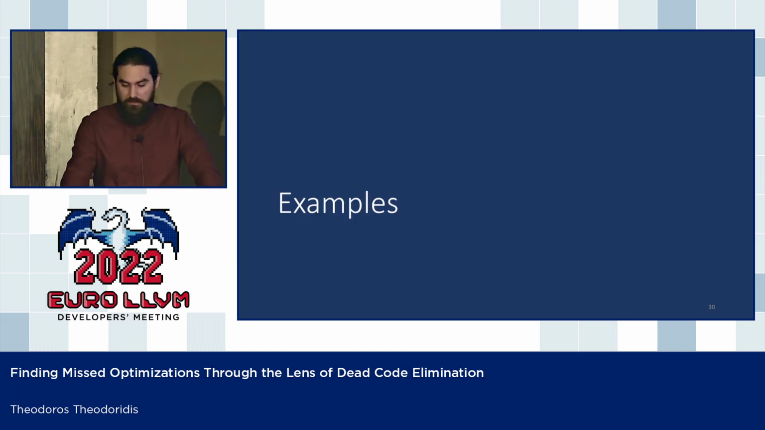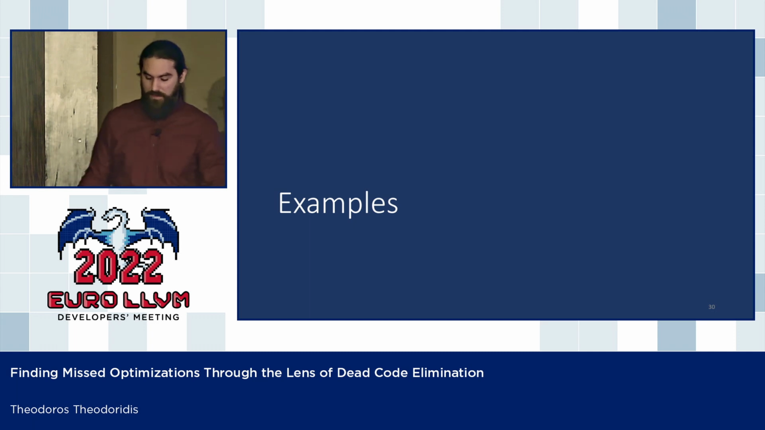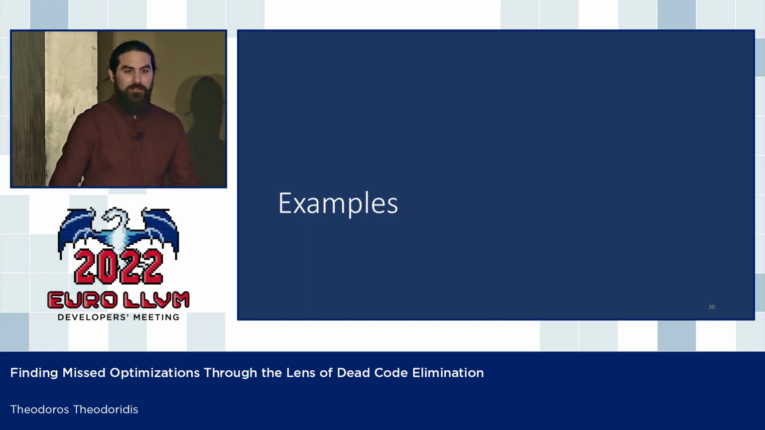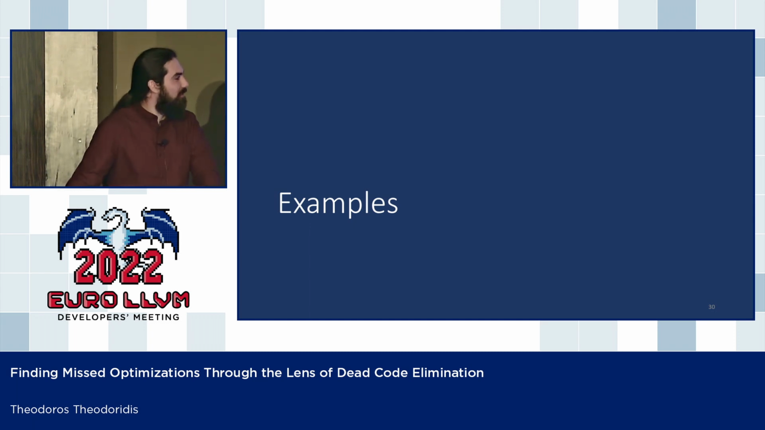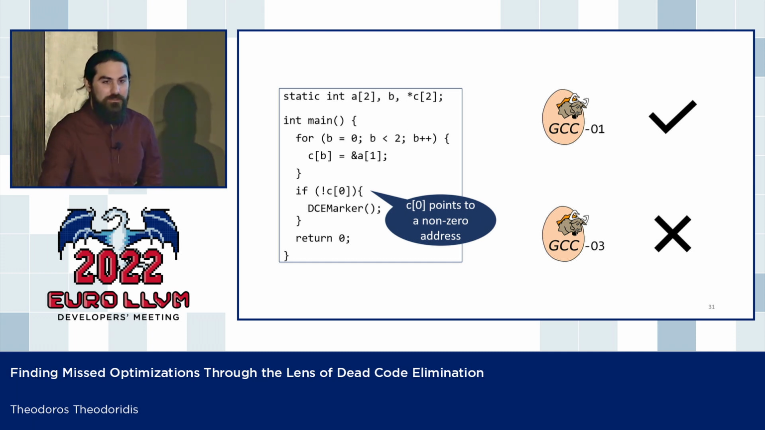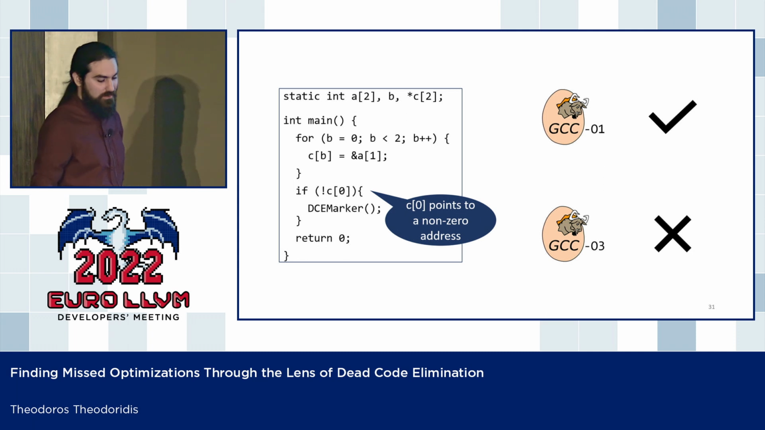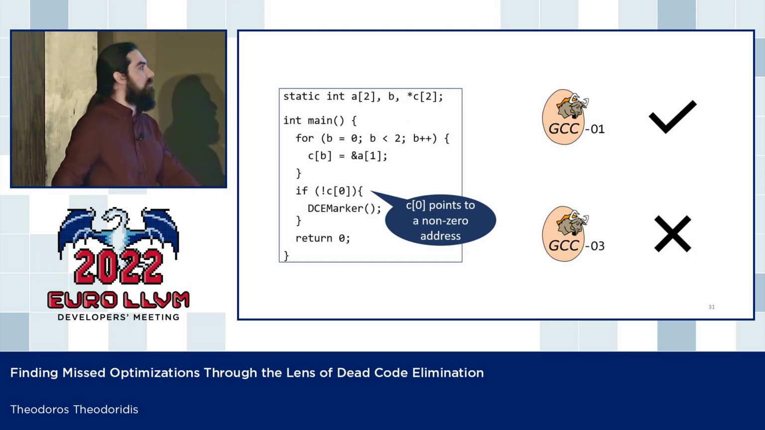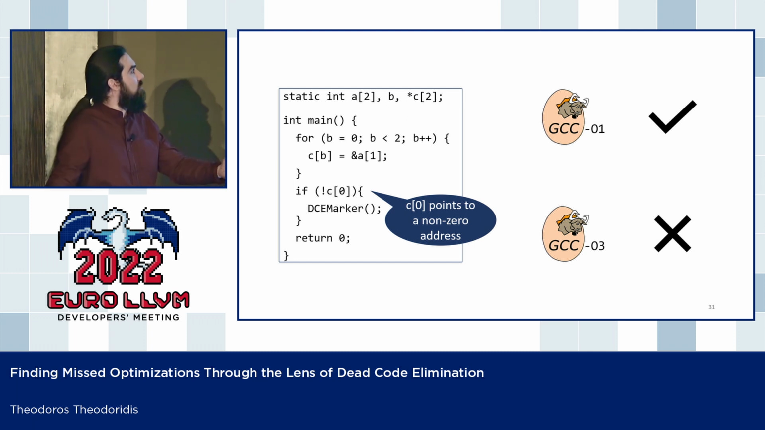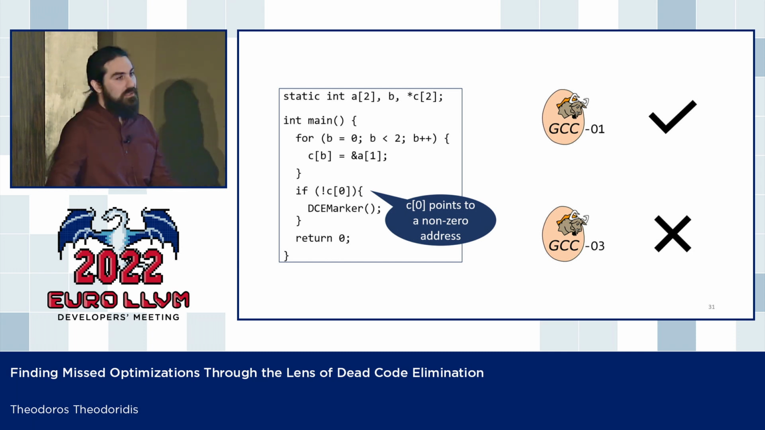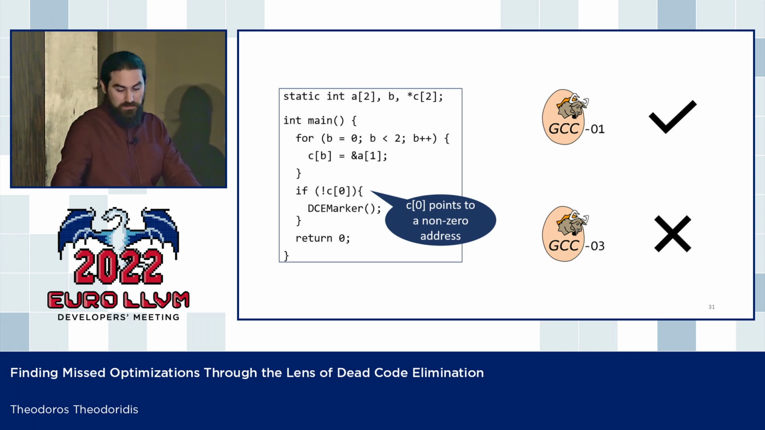So let's look at a few examples of the kinds of issues that we can find. Even though this is EuroLLVM, I will start with a GCC one, because in my opinion it's a bit interesting. What we have here is a case where we have a marker that is dead, and GCC at O1 could eliminate it, but at O3 it couldn't. In the if statement, we check whether the first entry of RAC points to the null pointer. And in fact, it does not, because it is initialized in the above loop with some constant address.